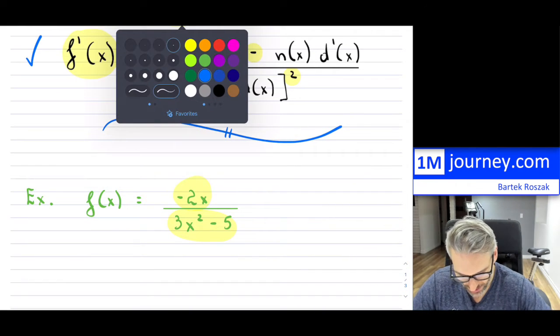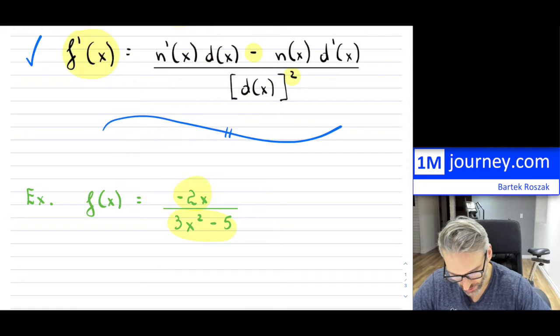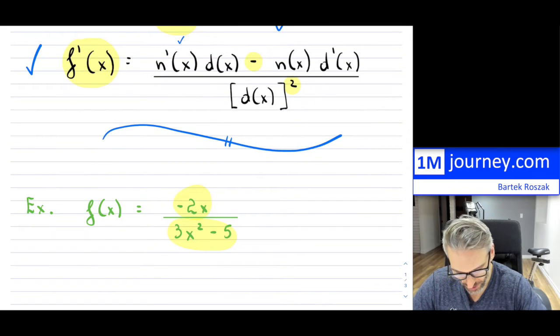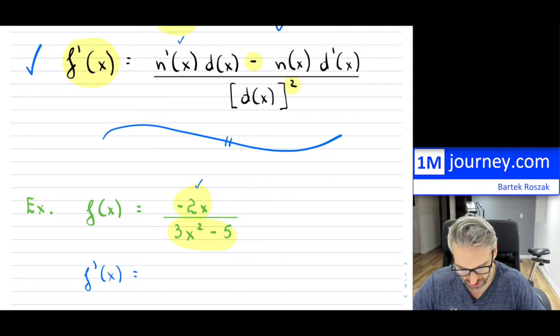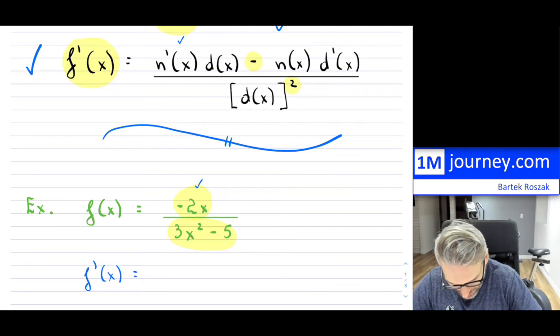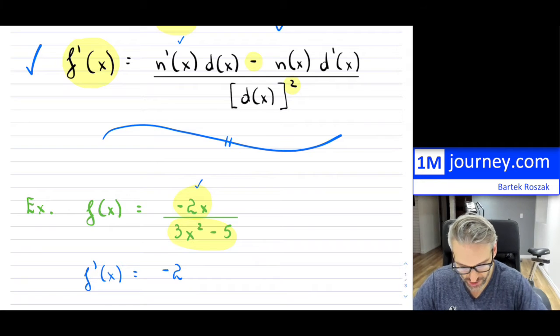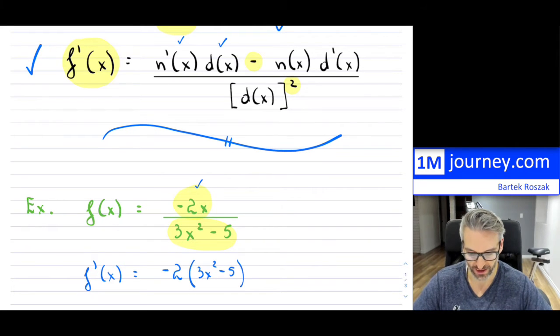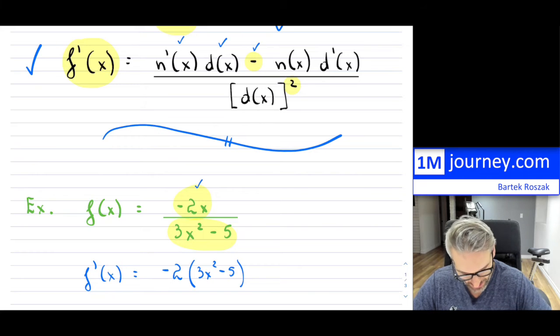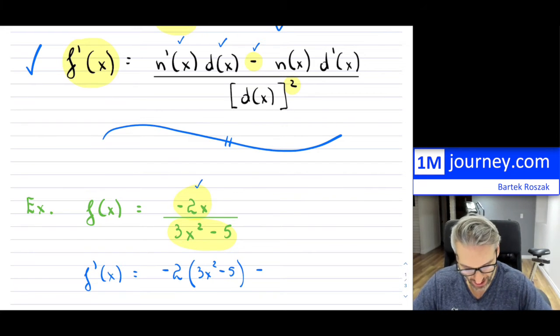So if I come back to this and think about the quotient rule, then what it says is the following. I'm supposed to take the derivative of the numerator. So that's this right here. If I want to obtain the derivative, then I have to take the derivative of the numerator, which is just -2. I'm supposed to multiply it by the denominator, which is 3x squared minus 5, so I don't do anything to it. Then I take a subtraction, and I continue.